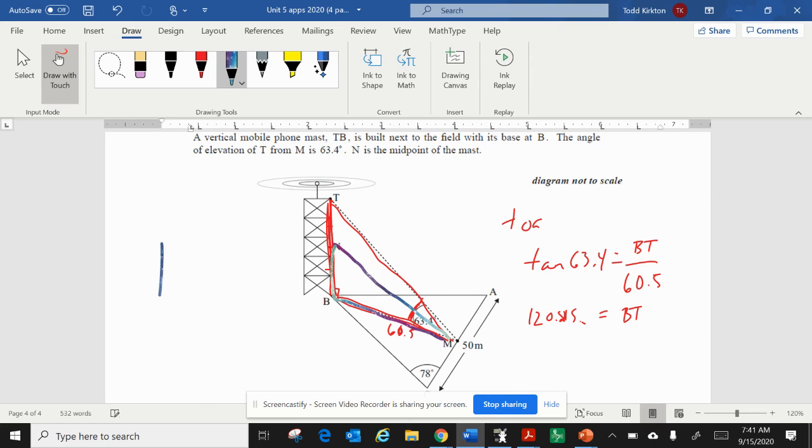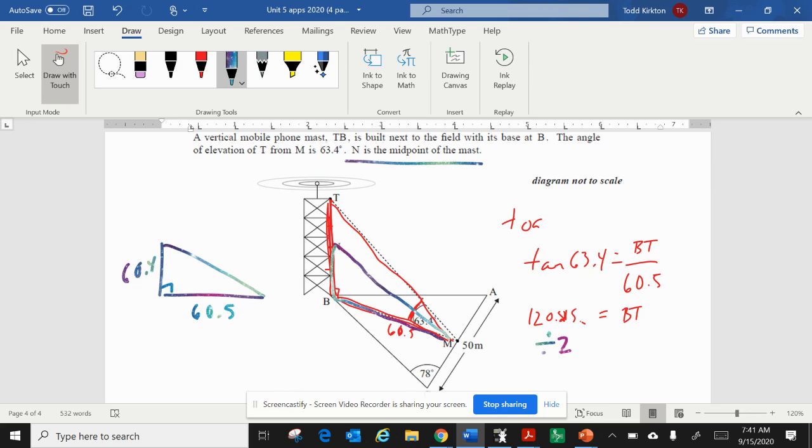Again, I'm going to draw that triangle out. The bottom of the triangle is still 60.5, but the height of the triangle is BT divided by 2, because it says N is the midpoint of the mast. So when I divide that by 2, I get 60.4. Again, I did 3 sig figs. Keep it exact all the way through, that's fine.